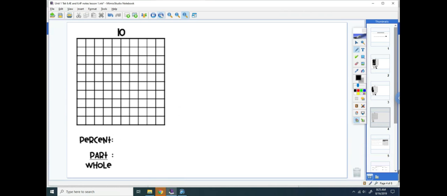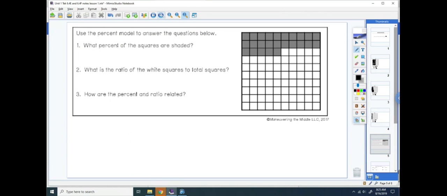Okay, one more. 10%. So this means 10 out of 100, or 10 blocks out of 100 blocks. So we're just going to shade the first row. And that's 10%. Okay, so now it's your turn. Why don't you pause the video and try to answer questions 1, 2, and 3.